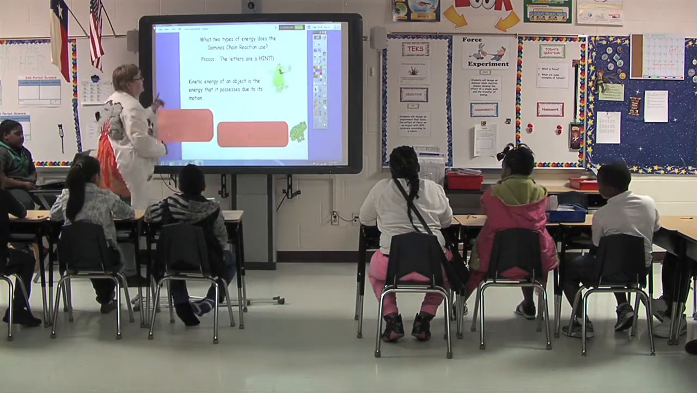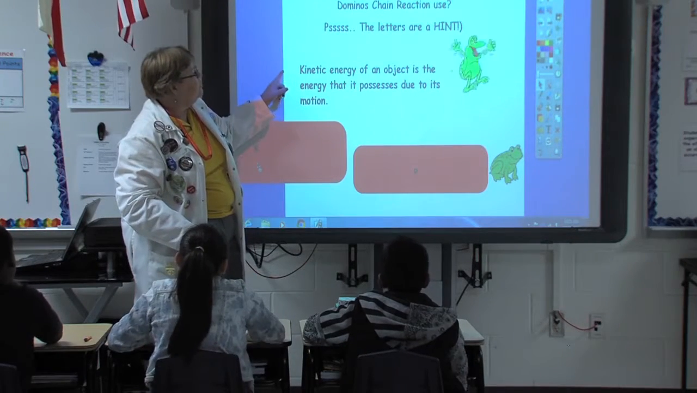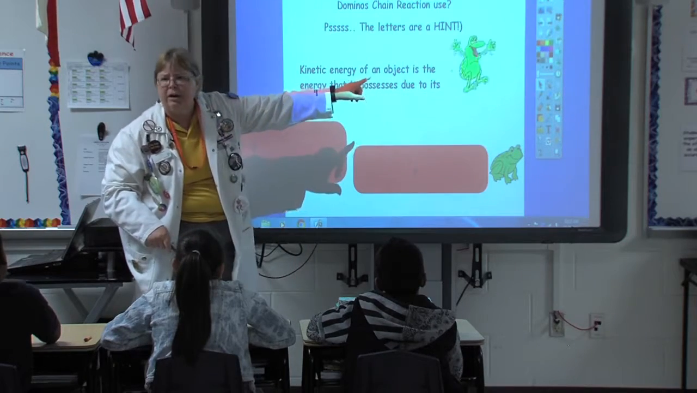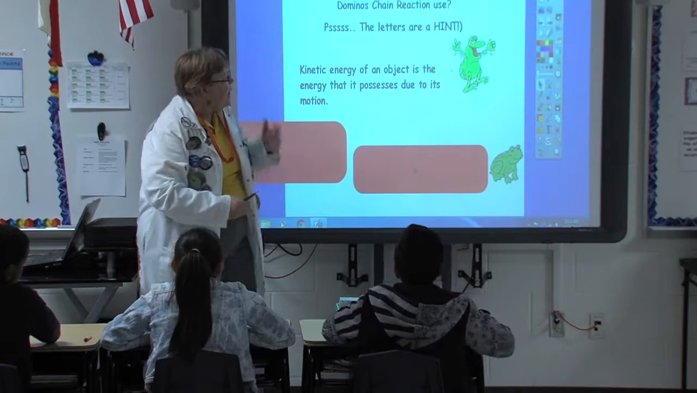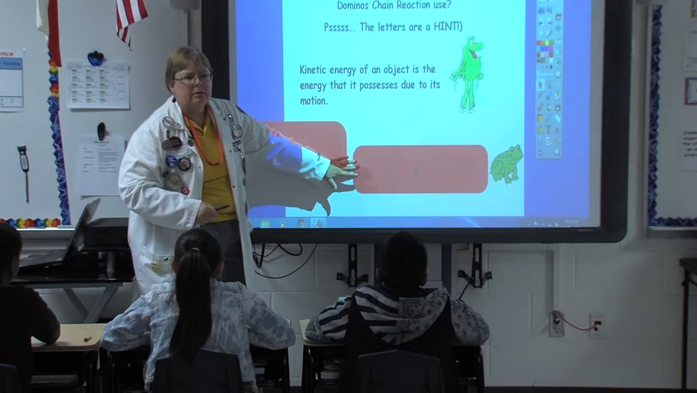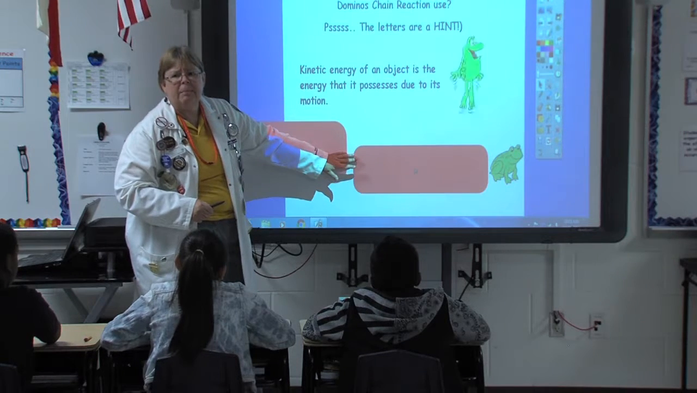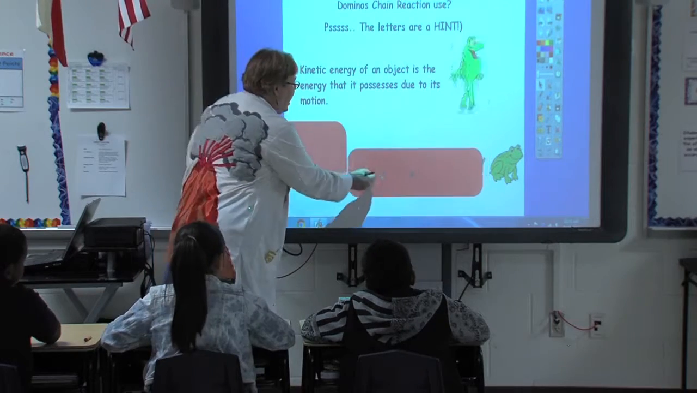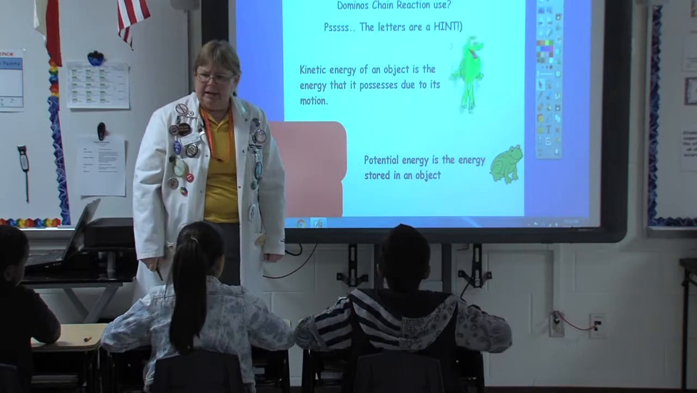Kinetic energy is the energy of an object that is moving. So when it's in motion, he's showing kinetic energy right now, because he's moving. Now, my other frog's not moving, is it? So this word, ready? Potential. Potential. Potential. So that frog has potential energy because he could move, couldn't he?